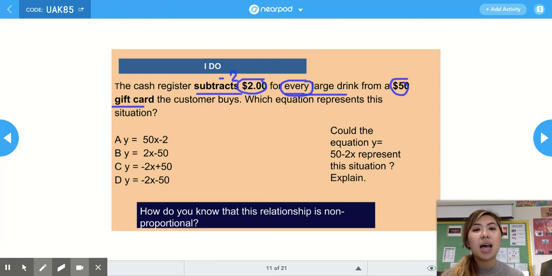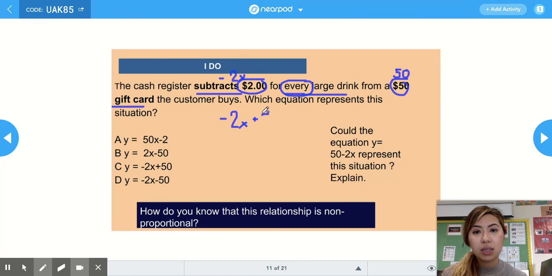And that means that x, our independent variable, is going to go behind the negative 2 from a $50 gift card. Having a $50 gift card is positive 50. And so if we combine this information, we have negative 2x plus 50 is equal to y. And if we look at the answer choices, that's answer choice C.